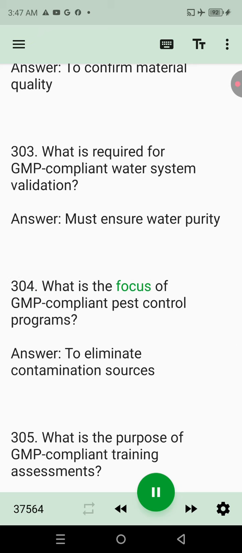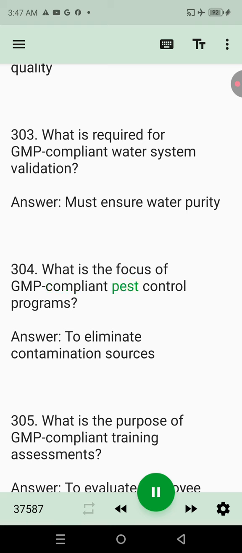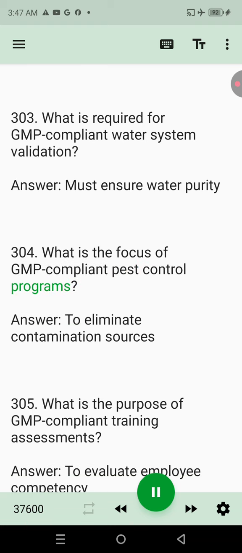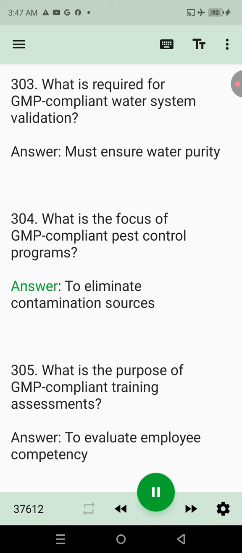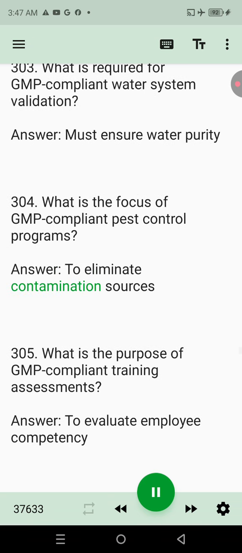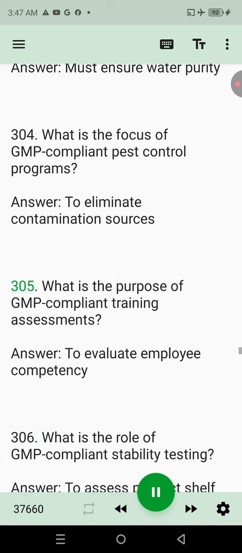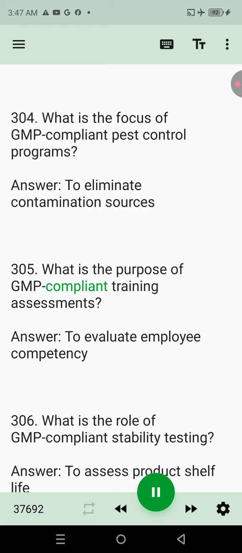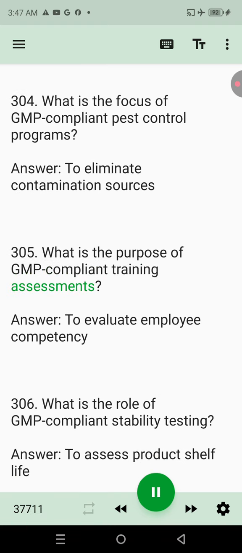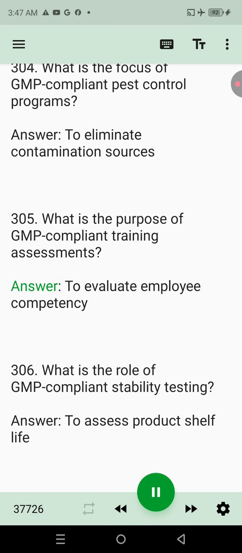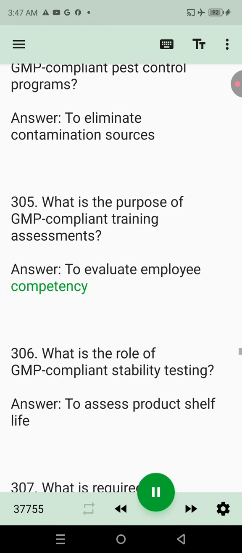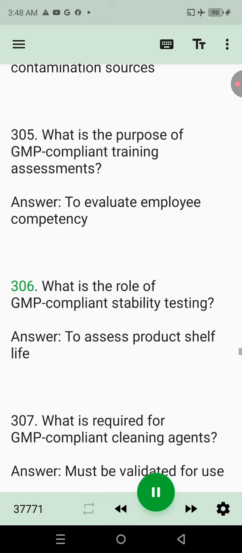304. What is the focus of GMP-compliant pest control programs? Answer: to eliminate contamination sources. 305. What is the purpose of GMP-compliant training assessments? Answer: to evaluate employee competency.